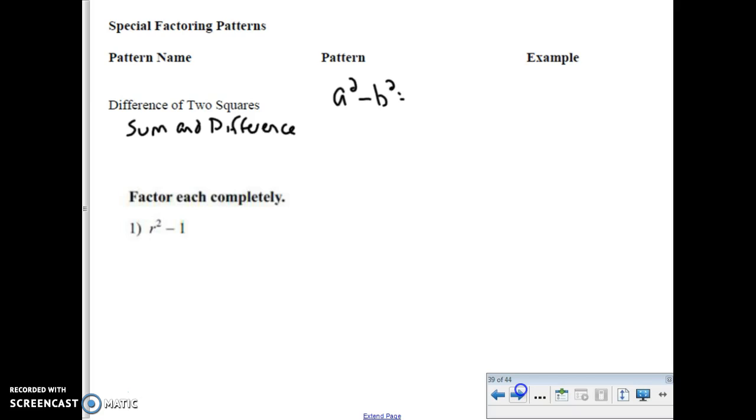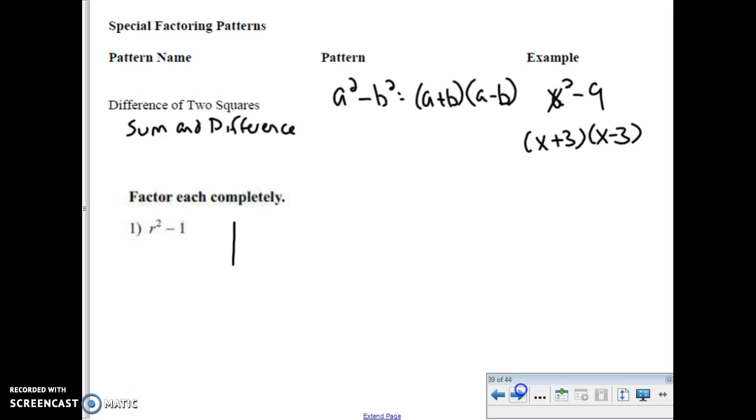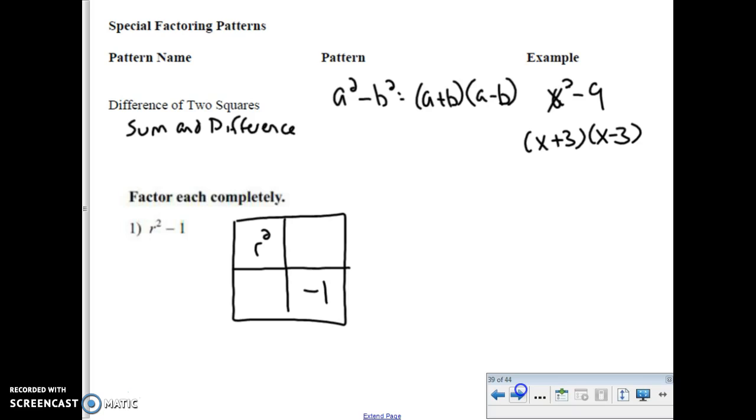An example of that would be a squared minus b squared. And what we notice when we factor that is it's going to have the form (a plus b)(a minus b). An example of that would be x squared minus 9, which would turn out to be (x plus 3)(x minus 3). If you just remember from factoring quantities, depending on how you do it, no matter what, you're going to put r squared and minus 1 there.